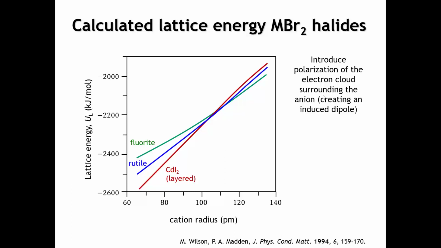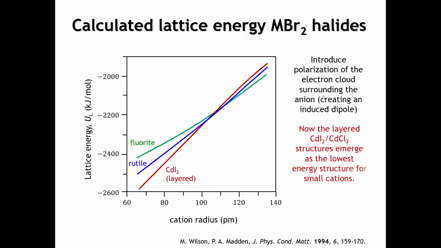The electron cloud is going to shift toward the cation, and so we will now no longer have a symmetric electron distribution. And when you just allow that one thing to come into the calculation, now we see that the cadmium iodide layered structure emerges as being the most stable structure when the cation radius gets small. At least here for the bromides, which are kind of a middle point of our series there.